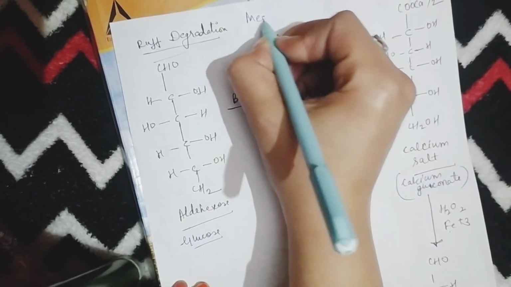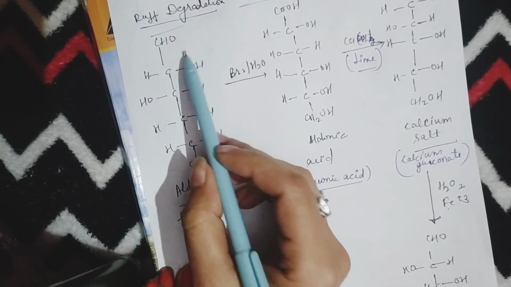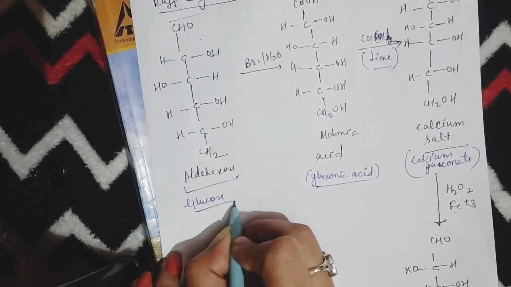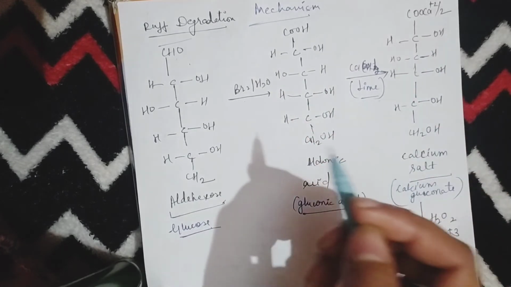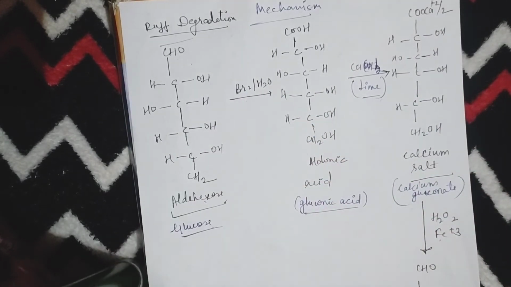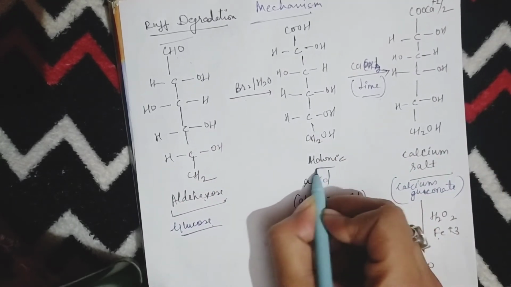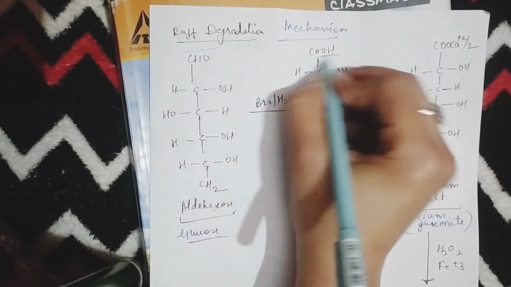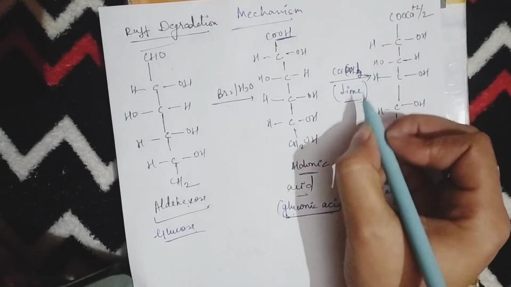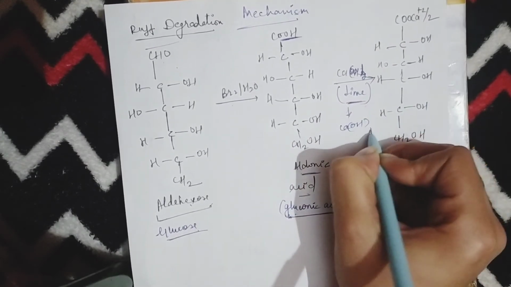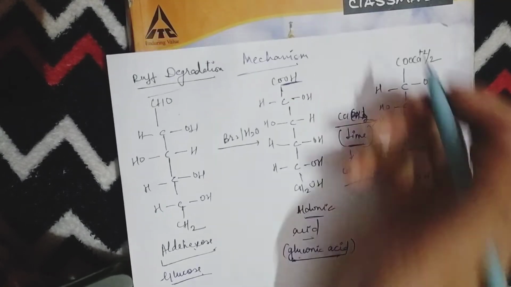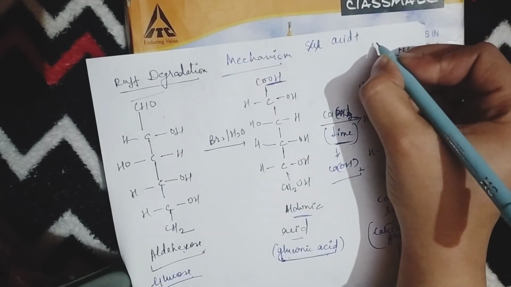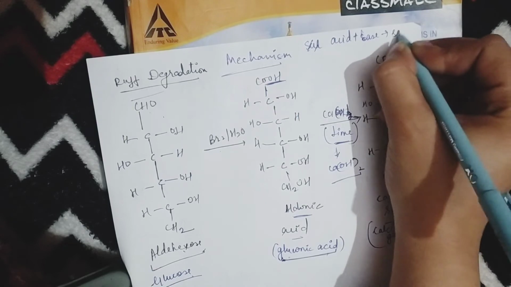Let's see its mechanism. Mechanism of rough degradation. In this, our first compound is aldose, which is glucose. Firstly, as we studied earlier, oxidation of aldose is done, and once it is done, we get an acid, that is gluconic acid. Why is this named gluconic acid? Because the acid group is present there. Then it is treated with lime. And what is lime? Ca(OH)2. Why is this treated with lime? Because as we all know, acid plus base gives rise to salt.